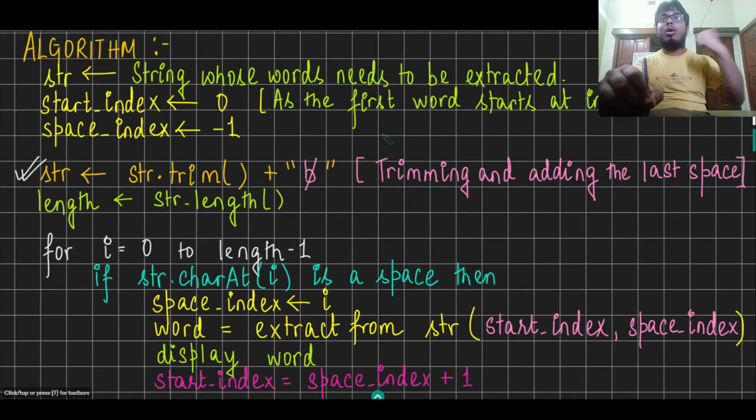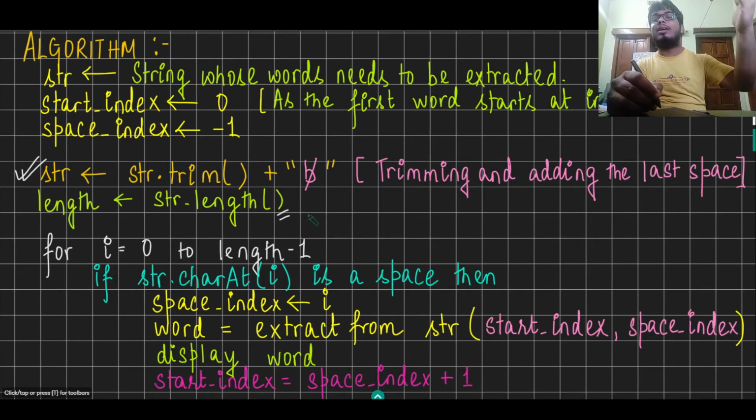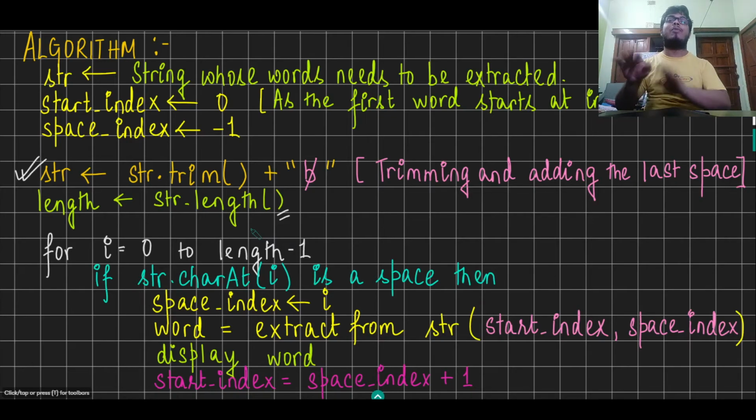Now, only after appending the white space are we calculating the length of the string, because adding the white space would increase its length by 1, right? Therefore, if you calculate the length before this operation, then it would give you an invalid length. All right. Therefore, we're calculating the length of the string after the white space has been appended. And now for extraction, we are searching for a space within the string. Therefore, we are running a loop from 0 to length minus 1. That is the valid index range of the string.